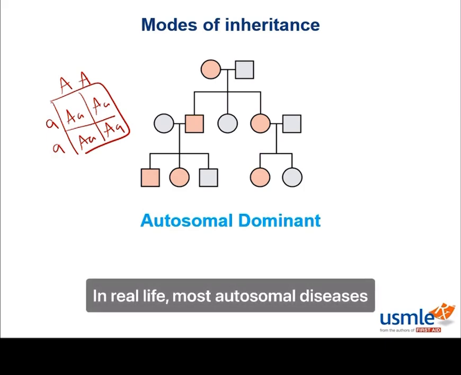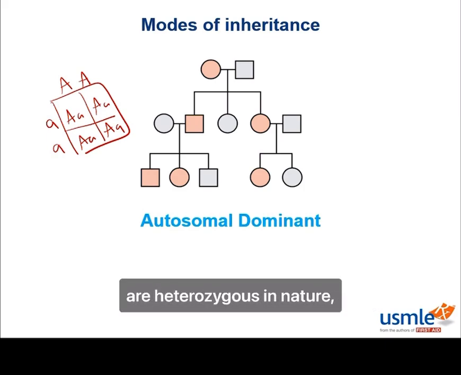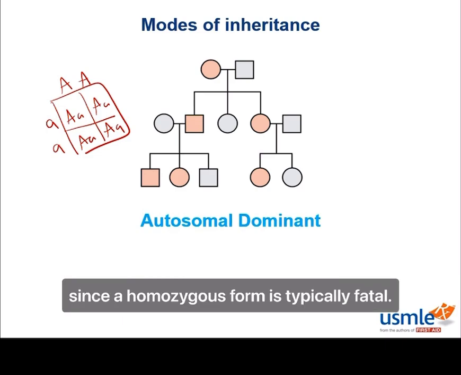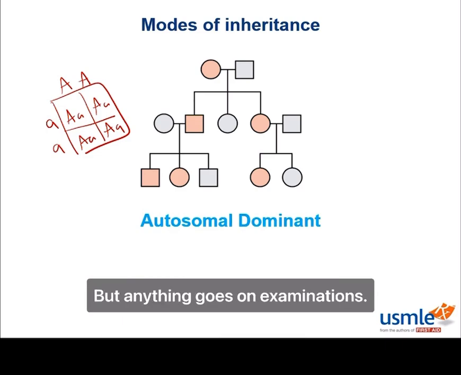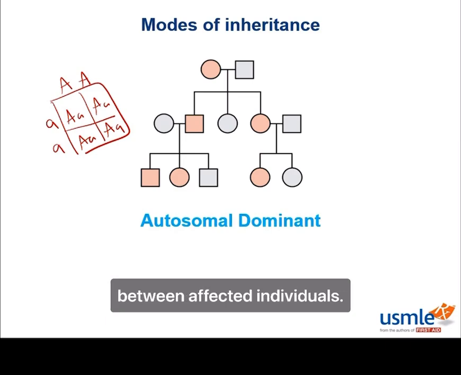In real life, most autosomal dominant diseases are heterozygous in nature, since a homozygous form is typically fatal, but anything goes on examinations. Meaning one gene contributes to different phenotypic effects, and the phenotypic effects vary between affected individuals.